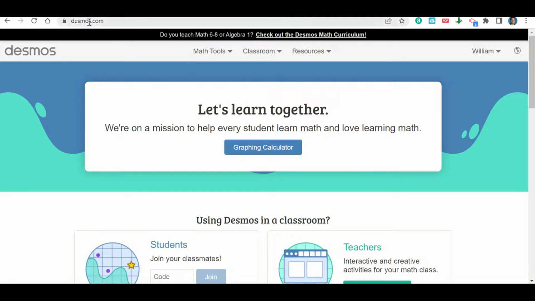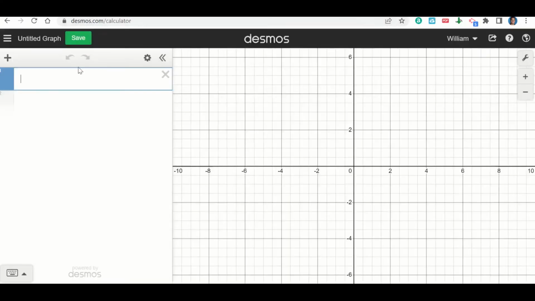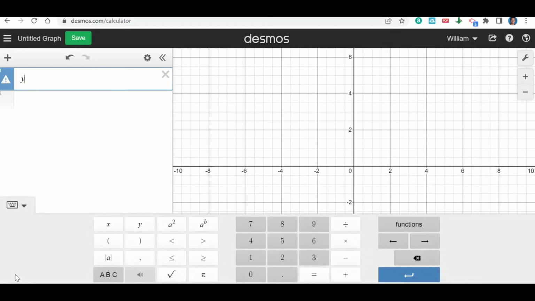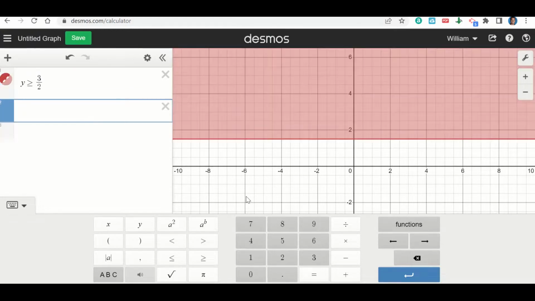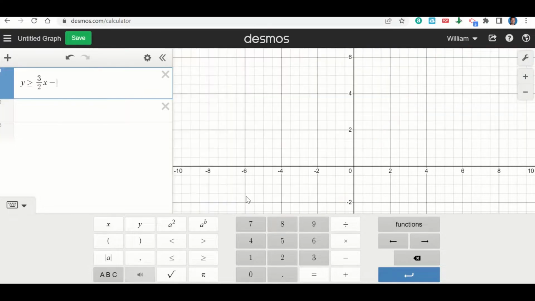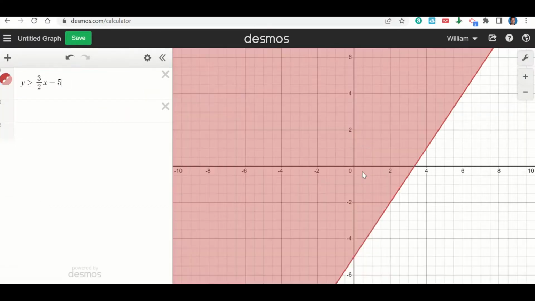So we're going to go to desmos.com and we're going to click on Graphing Calculator. And now we're going to go ahead and enter the inequality that we want to graph. So let's say it's y. Now to do the inequality symbols, we'll go down here to where it says keypad and click there. And here's all your inequality symbols. So let's say it's greater than or equal to. And then we can put in 3 halves x minus 5. And now it graphed the inequality for us.